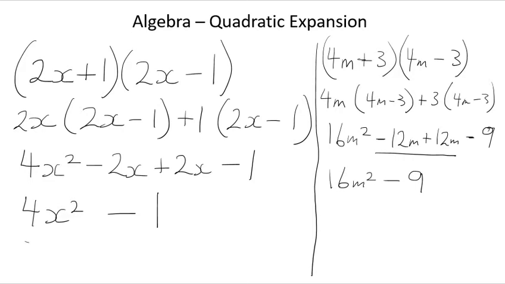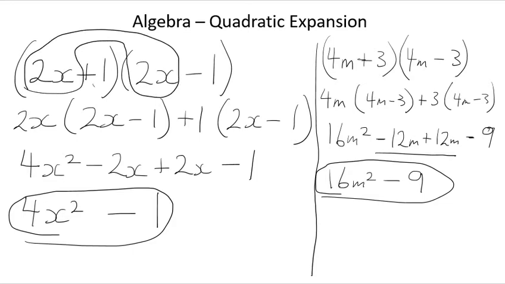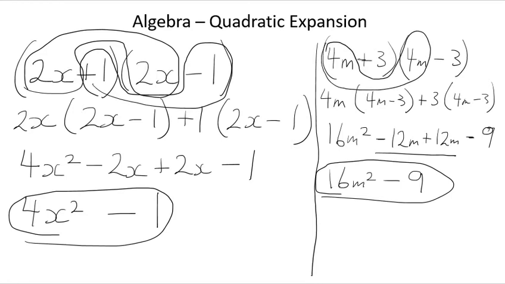So look at these two. Let's see whether you can spot a pattern. You might want to pause the video for a moment and see whether you can spot the pattern. Well, if you did pause the video and had a look, you might have noticed that we could have just multiplied these two together to get our 4x squared, and these two together to get our -1. Similarly here, we could have just multiplied these two together to get our 16m squared, and these two together to get our -9.